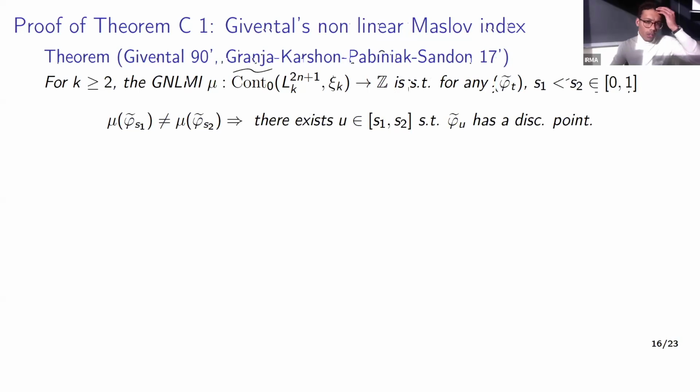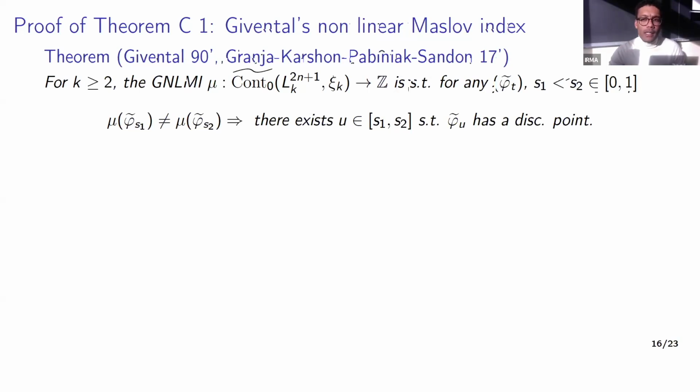Okay, and it uses generating function techniques to be defined. So yeah. One of the properties of Givental's nonlinear Maslov index, actually, it has a lot of properties. For example, some continuity property and quasimorphism property.